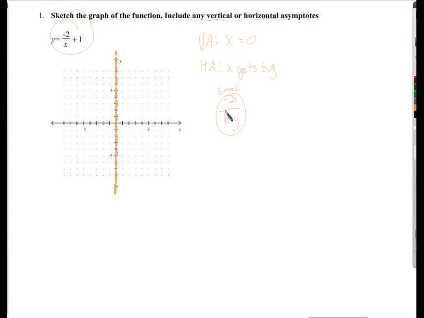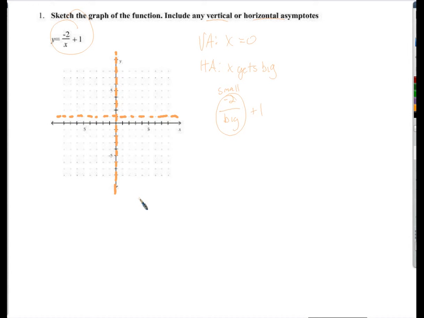What happens when I take a small number, a number that is almost 0, and I add 1 to it? It's going to be close to 1. So we're going to have a horizontal asymptote at +1 because we have that +1 there, and when x is very large, this piece is so small that it just doesn't amount to much at all. Okay, so we have those two things.